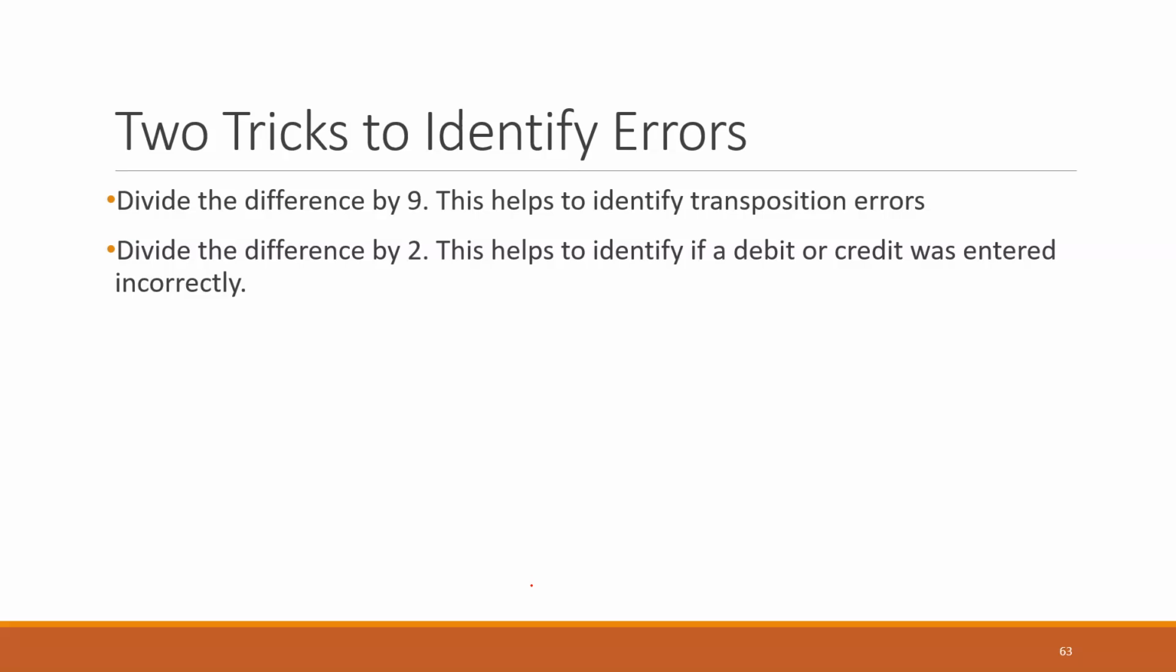Okay. If we divide it by 2, this can help tell us if a debit or a credit was entered incorrectly. So if it equally divides by 2, and you can see these things won't happen at the same time, just math rules. If it equally divides by 9, it won't equally divide by 2, and vice versa. So try both of these first. They're the quickest way to find errors.